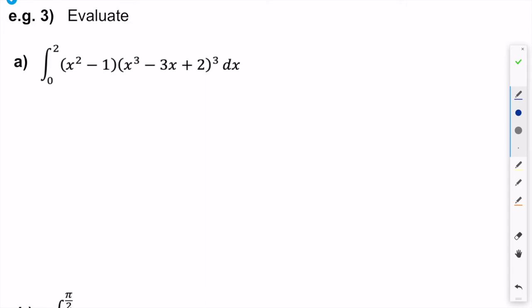So it certainly takes some creativity and also intuition when you are doing these integration by substitution questions. But don't worry, it really does come with practice, okay?